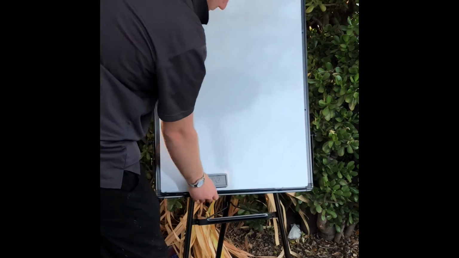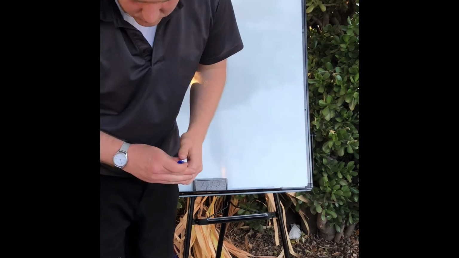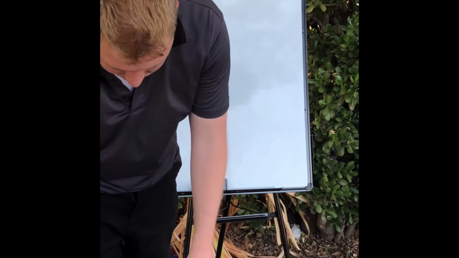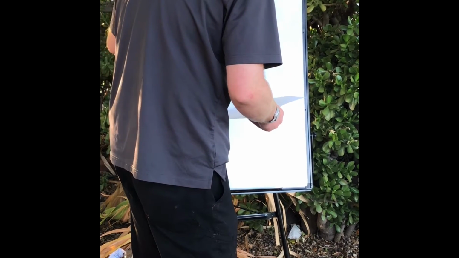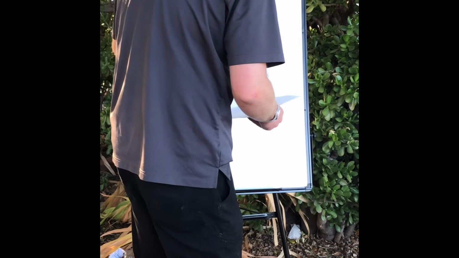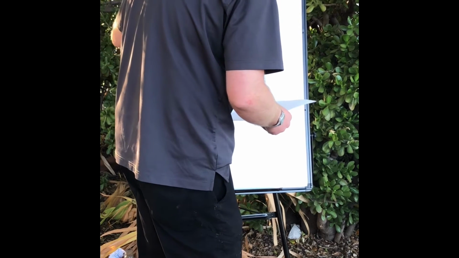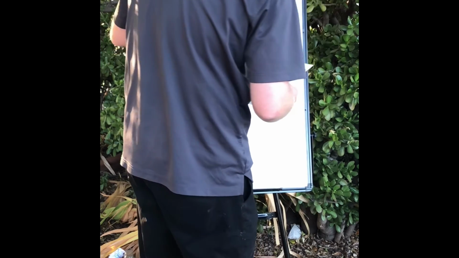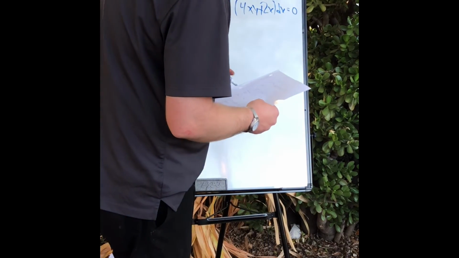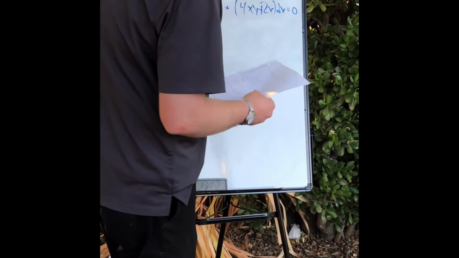I'm just going to start over real quick. 2x squared dy plus 4xy plus 2x dx equal to 0. This is M, this is N. I already verified the exactness. I'm not going to do that again.